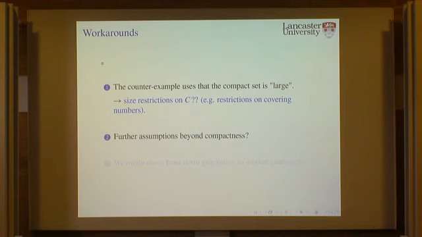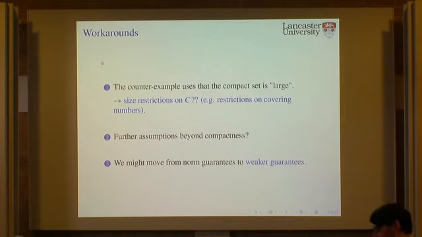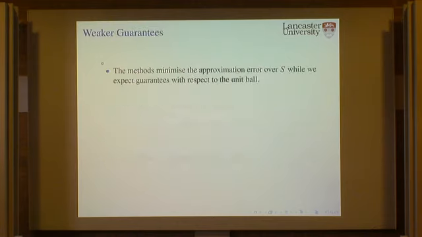You could think of adding further assumptions beyond compactness. I think there's possibilities here to replace the ball with something else, for which I can then guarantee rates of convergence, at least for some of the algorithms. Or the other one is, you might also think of moving to other forms of guarantees. At the moment I get guarantees in norm. I approximate my element in norm, which I guess are the strongest possible guarantees. So you could also think of weaker guarantees.